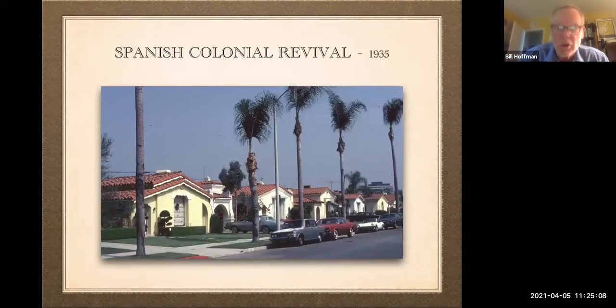Sometimes the Spanish colonial revival could be quite small. Here's some beautiful single story Spanish colonial revival homes. Notice the thick plaster walls. Notice that they're asymmetrical and they have low pitched red tile roofs.